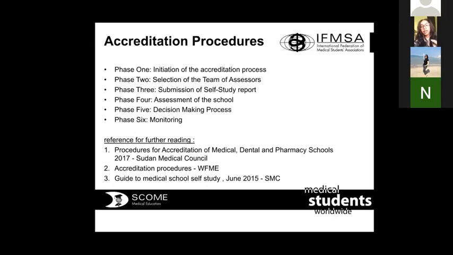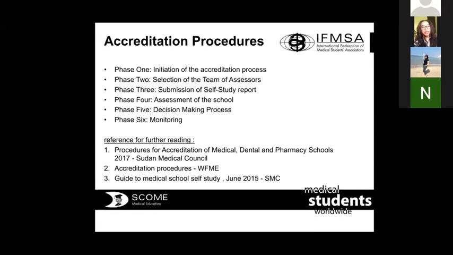After you approach your dean and they're convinced to start the accreditation process, a team of your medical school has to go to the agency and tell them they want to initiate the accreditation process. And the agency will provide you with the needed resources, and if you need training for the teachers of the university and also for the students, they offer training and give you booklets to guide you throughout the accreditation process.